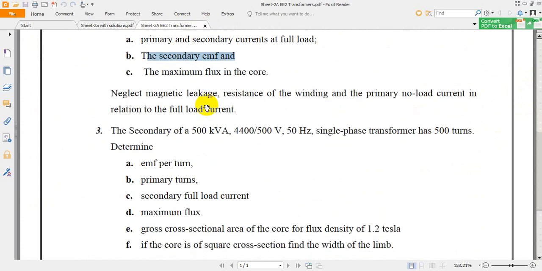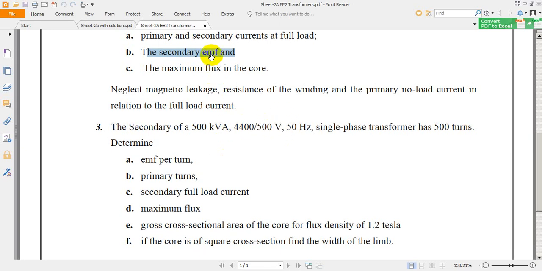Coming to problem number 3, we have a transformer of 500 kilovolt ampere with a supply voltage of 4400 volts and 500 volts on the secondary. This ratio forms the transformation ratio. It means the primary side has a power supply rating of 4400 volts, and the rating of the secondary winding is 500 volts, with a frequency of 50 hertz, having 500 turns on the secondary.